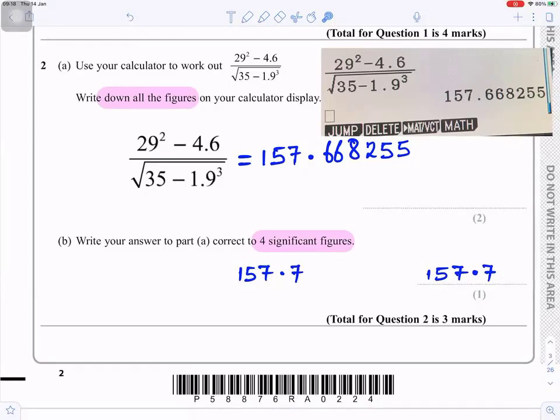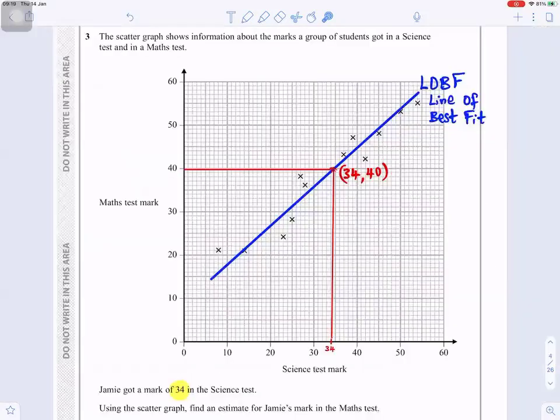Okay. And part B, write your answer to part A correct to 4 significant figures. So you count the first 4 numbers and put a straight line. And the number after on the right side, 6, is bigger than 5. So you add 1 to the 6 on the left. 6 plus 1 becomes 7. So your answer is 157.7.